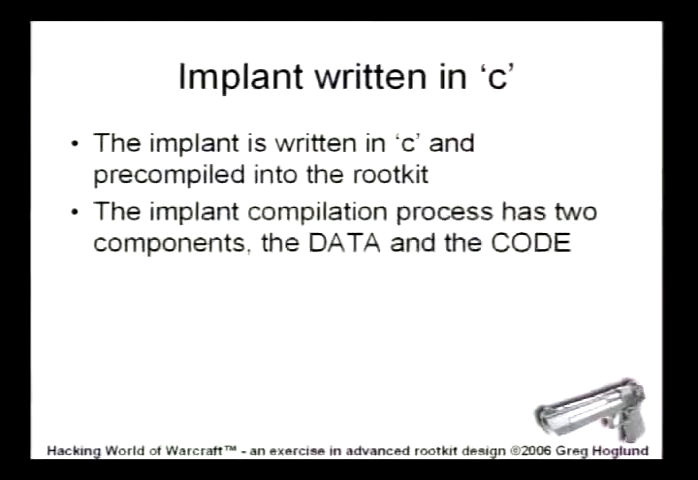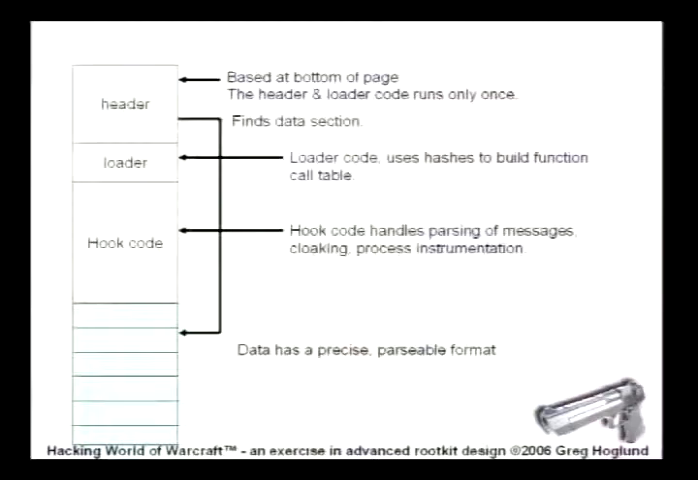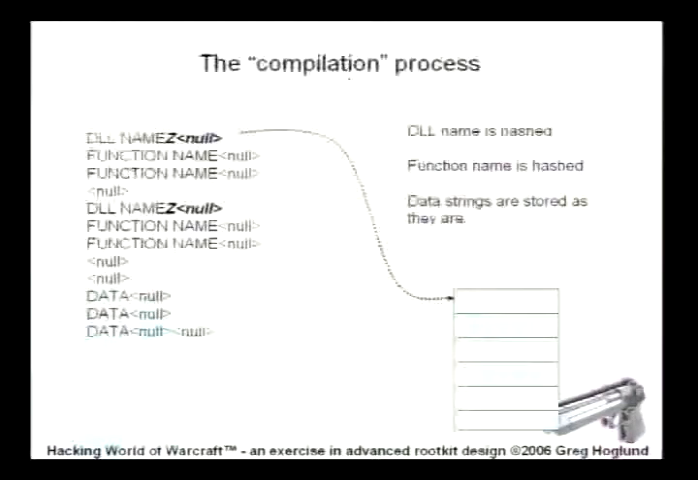It's written entirely in C, so I have a weird little fusion system I came up with for writing so I don't have to hand code the assembly. There's a format for this. There's a header and a loader portion, and then there's the hooking code, and then at the bottom is all the data. So those are all my function pointers and strings and things that I need. It's very precise and parsable. And I actually have an example of it.